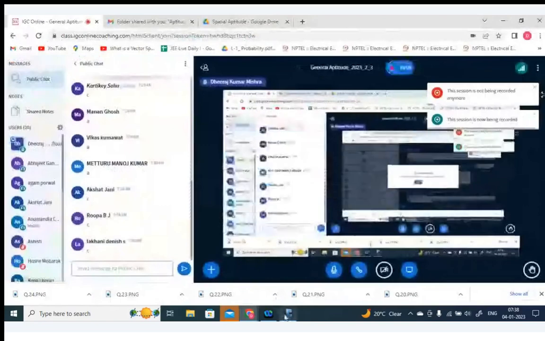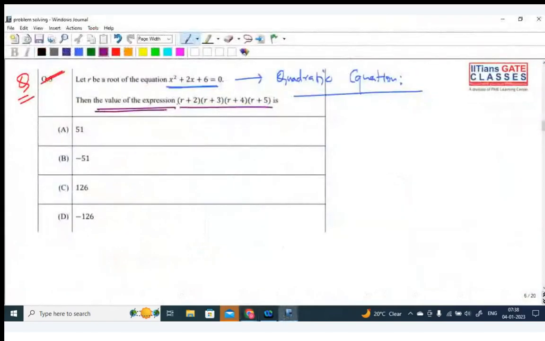Directly, as we know that r is the root of the equation, the equation is x squared plus 2x plus 6 equal to 0, right? So we can directly put r in place of x in this equation, so it should be equal to 0. r squared plus 2r plus 6 equals 0. That is the very first equation.